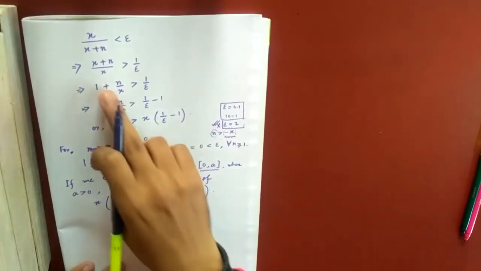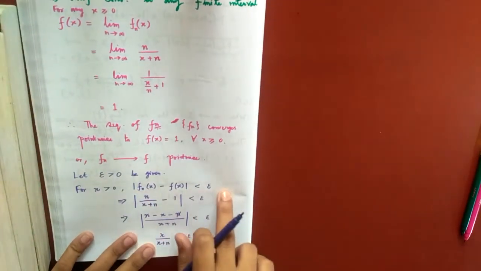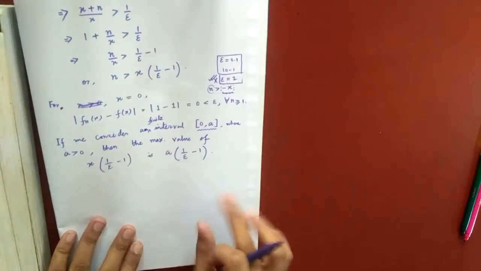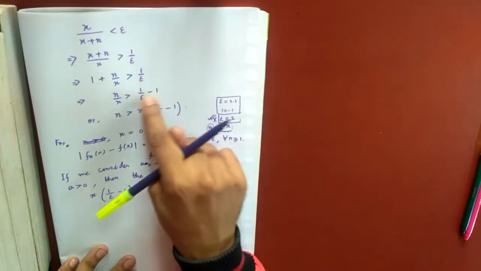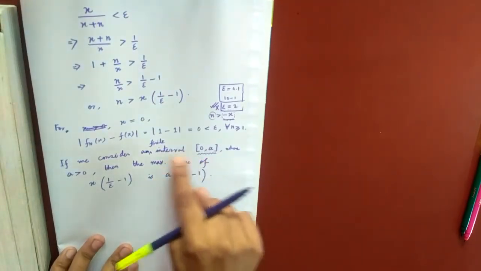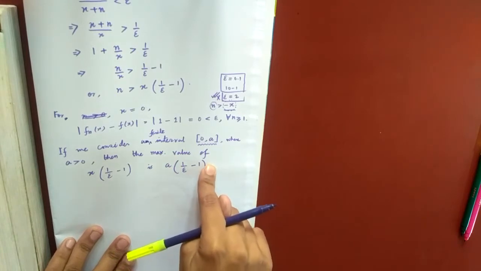So this relation will be true if I choose any natural number which is bigger than this, because the highest value that this can take is this one, right? So if I choose any natural number which is more than this, my task will be done.